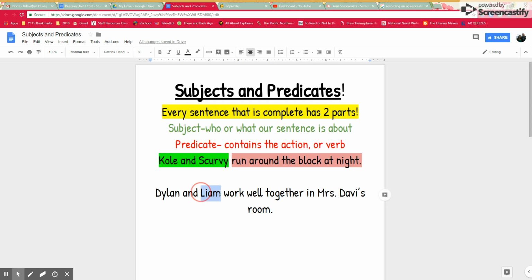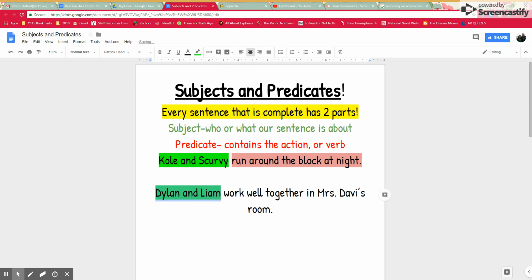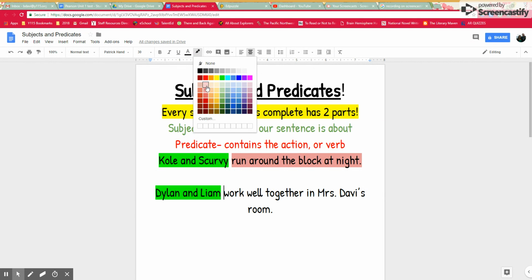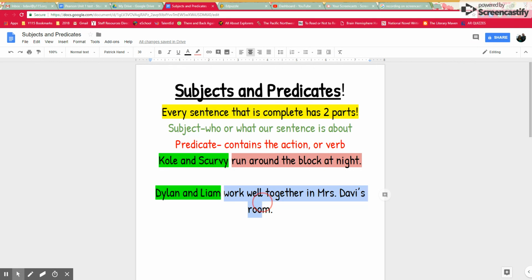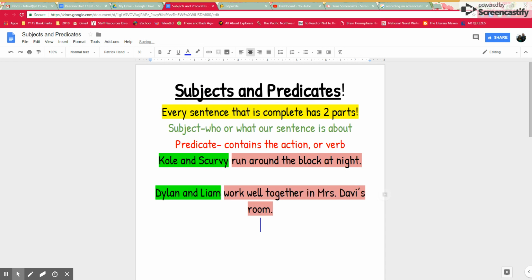So, right here we have Dylan and Liam. If I go back to our subject, or who or what our sentence is about, Dylan and Liam are the subject. What is the thing that Dylan and Liam do really well? Well, they work together in Mrs. Davies' room. They work pretty well together. That is going to be our predicate.